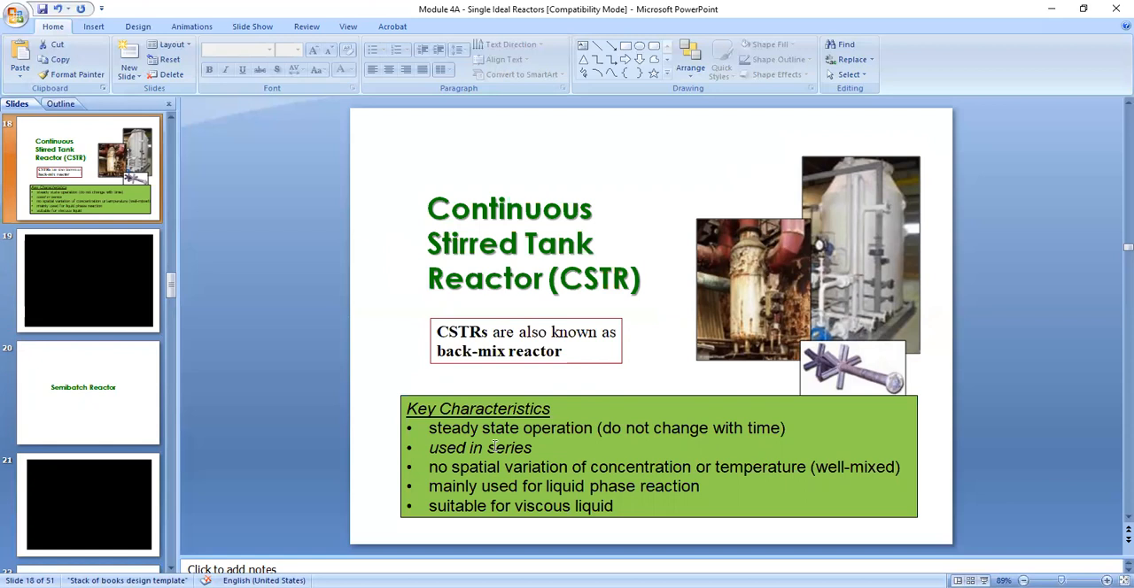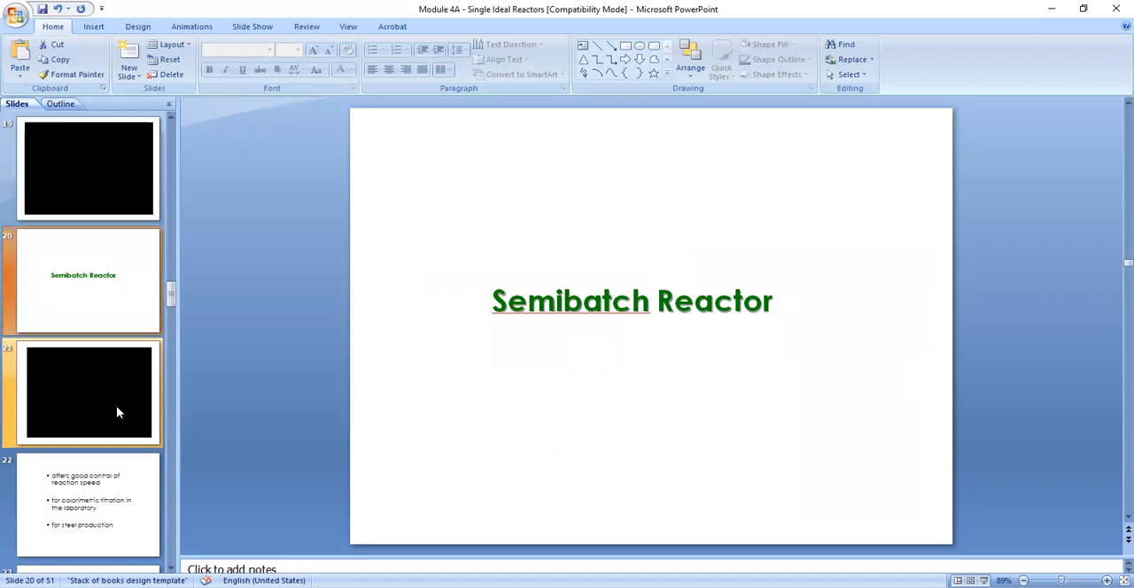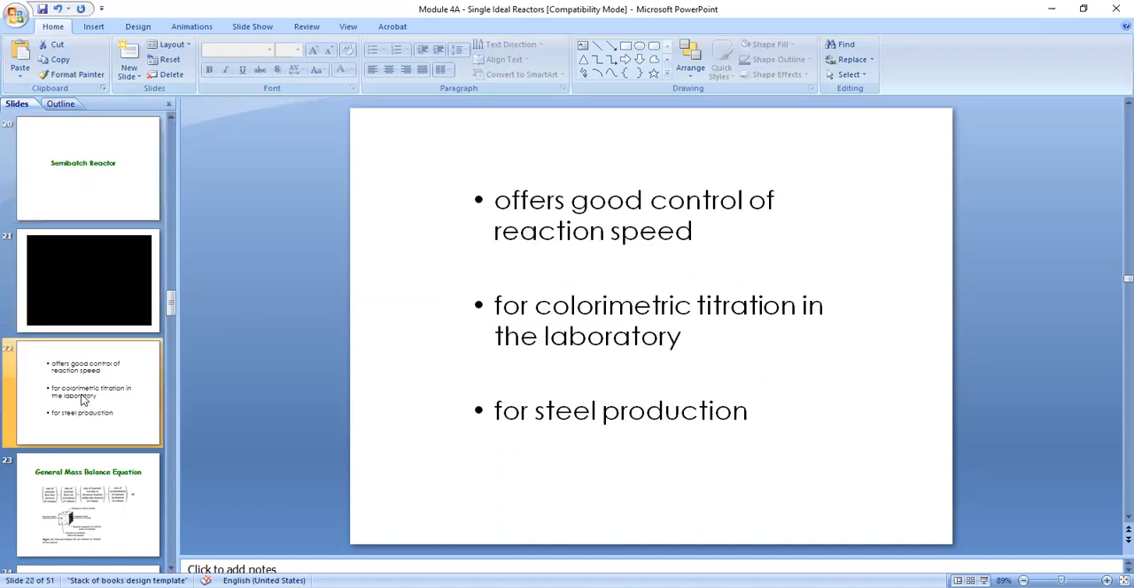So in terms of special application, it's suitable for viscous liquids, referring to the continuously stirred tank reactor. Now we have the semi-batch, though we will not be covering it in here. You can look at the way it operates, and you can closely compare it with the batch and the CSTR. Once it's already shared to you in Canvas. Now, what about semi-batch? So this offers good control of reaction speed.